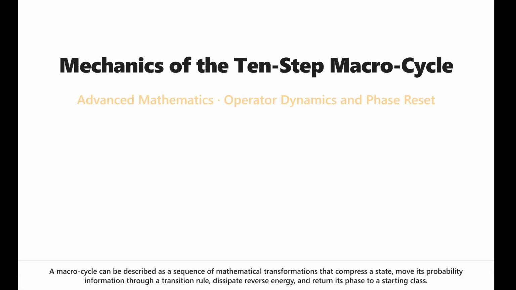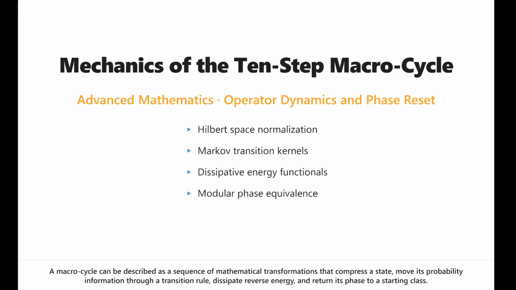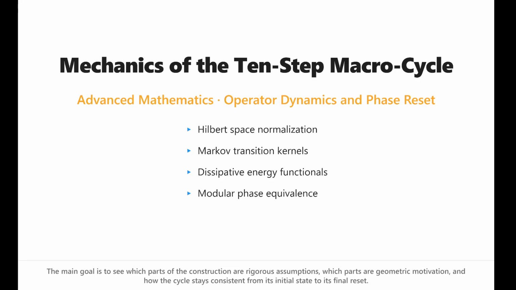A macrocycle can be described as a sequence of mathematical transformations that compress a state, move its probability information through a transition rule, dissipate reverse energy, and return its phase to a starting class. The main goal is to see which parts of the construction are rigorous assumptions, which parts are geometric motivation, and how the cycle stays consistent from its initial state to its final reset.